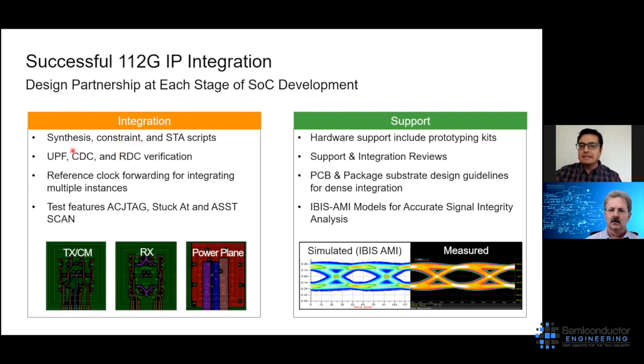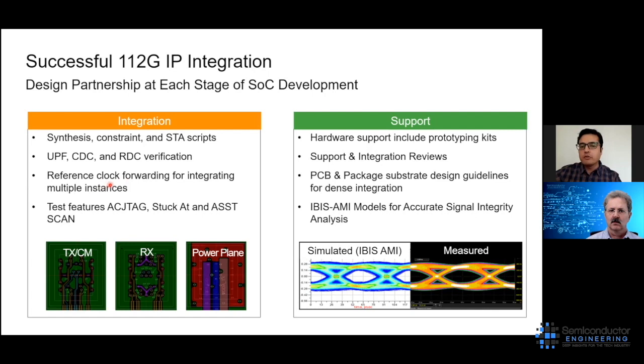For example, synthesis, constraints, and static timing analysis, because you have PCS and MAC, a lot of digital blocks working very closely with this hard macro or the SerDes. These integrations need to be flawless. You need to have test benches to find all the bugs for power format, clock domain crossing, and reset domain crossing. So these test benches need to be provided at the right time and should be exhaustive.